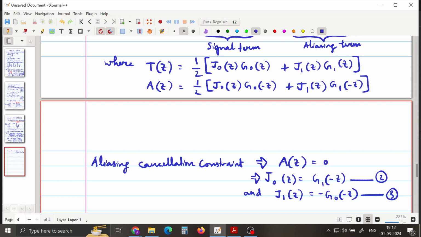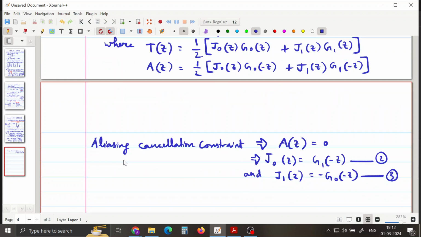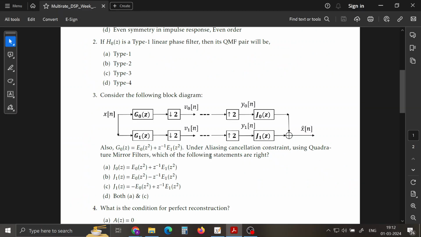Okay, so you can verify that if I relate my synthesis filters J with the analysis filters G as I have labeled in equations 2 and 3, then this A of Z term vanishes. You can easily see it mathematically. And additionally, we are given in the question that we are using QMF. We have taken care of aliasing cancellation, and now we are also using quadrature mirror filters.